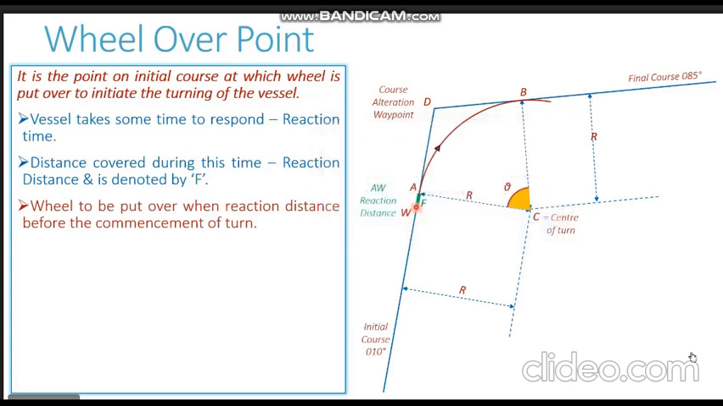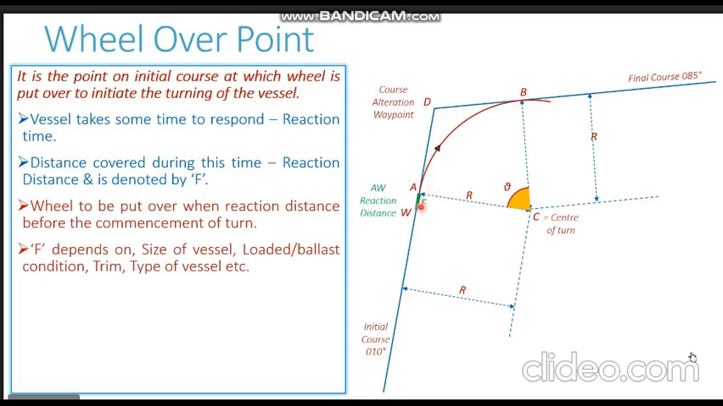The vessel takes this much time and distance, Whiskey to Alpha, to respond to the helm. After this much time covering distance Whiskey to Alpha, the vessel responds and starts making an alteration and finally reaches point Bravo, completing the turn.